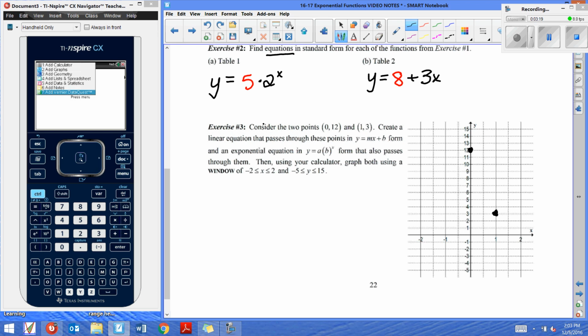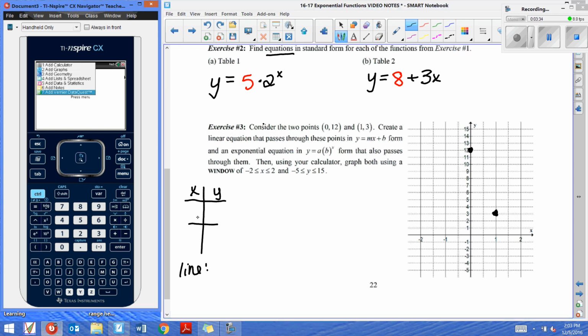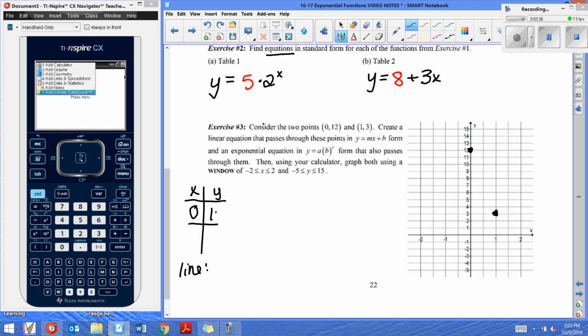Well, the first thing I probably should do, and I typically do this all the time, is make a table of values for each of these. So let's say that this over here will be the line, and we're given the point (0, 12), and also (1, 3). And let's do the same thing over here for the exponential, because this will behave a little differently, or a lot differently. And we'll say that this is the exponential one over on this side.